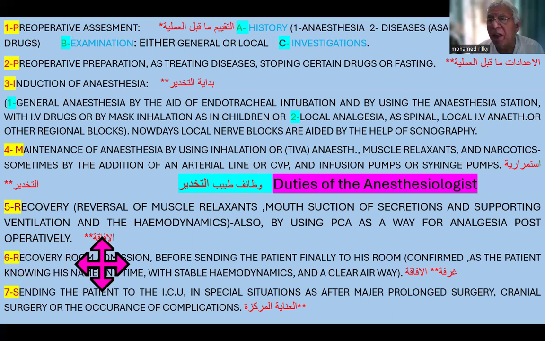Recovery room admission: the patient is admitted and then discharged from there by specially trained personnel whenever he knows his name and the time, and there is stable ventilation and hemodynamics. Then he can go to his room. The last item is sending the patient to intensive care, especially after very lengthy, complicated surgery or after cranial surgery, or if a complication occurs during the operation, whether related to anesthesia or surgery, which is rare. Don't be afraid about this point.